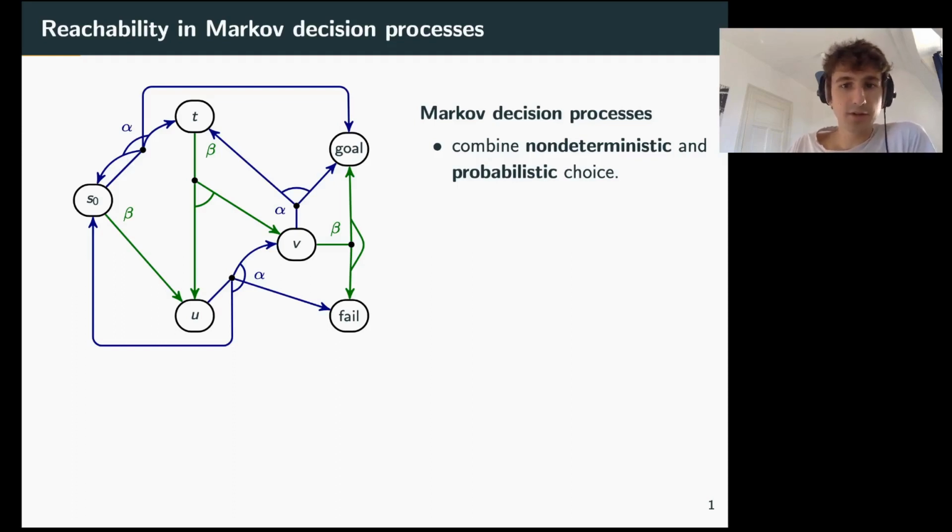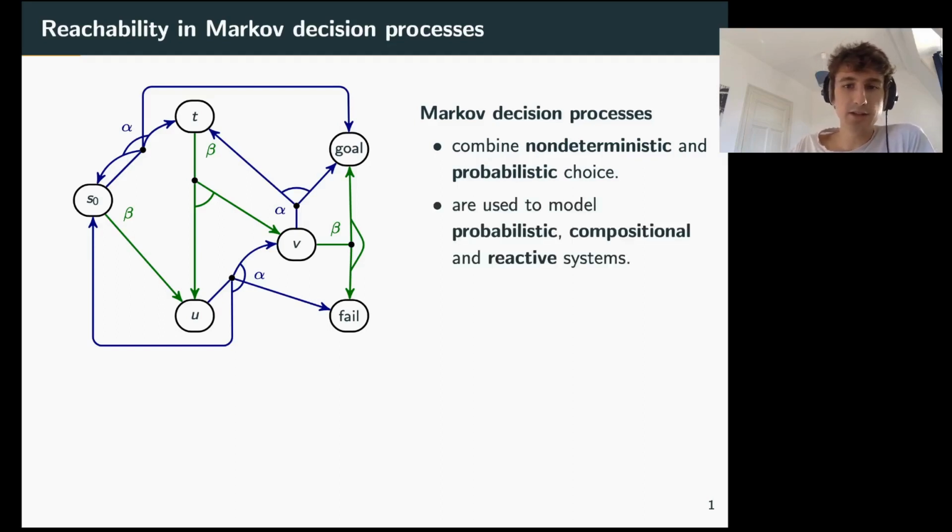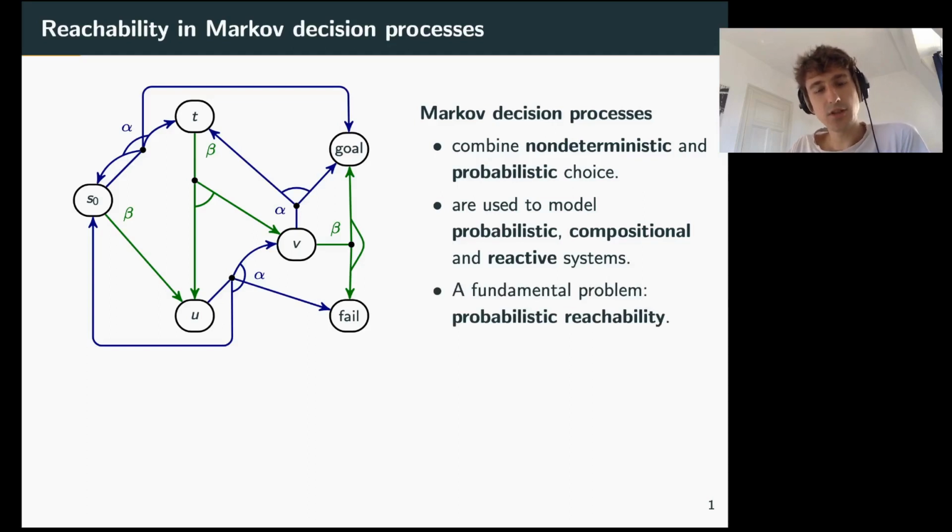So Markov decision processes combine non-deterministic and probabilistic choice in this way, and they are used widely to model probabilistic, compositional, and reactive systems. And in our case, we assume that there is a state called goal and a state called fail, and we're interested in the probability of reaching goal.